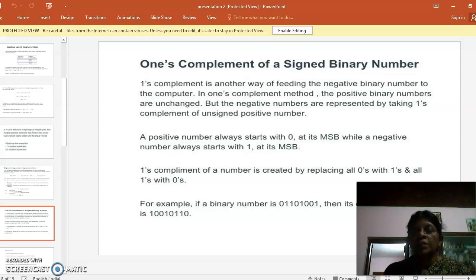For example, suppose the binary number is 0, 1, 1, 0, 1, 0, 0, 1, then the 1's complement is 1, 0, 0, 1, 0, 1, 1, 0. That is just replacing all zeros with ones and all ones with zeros. Ones complement of a binary number.